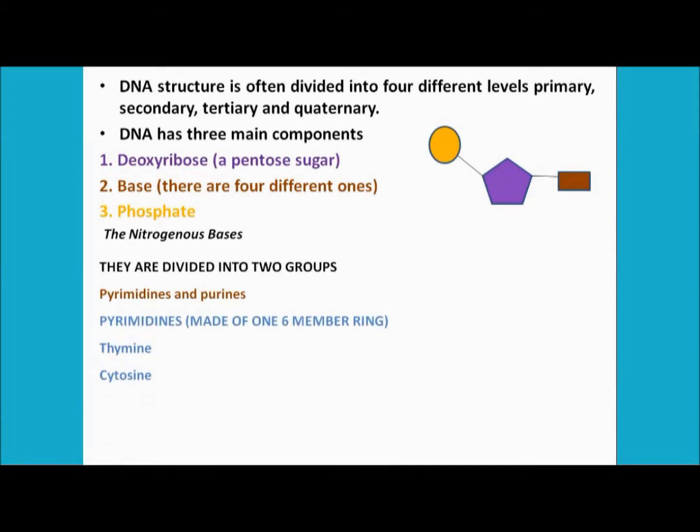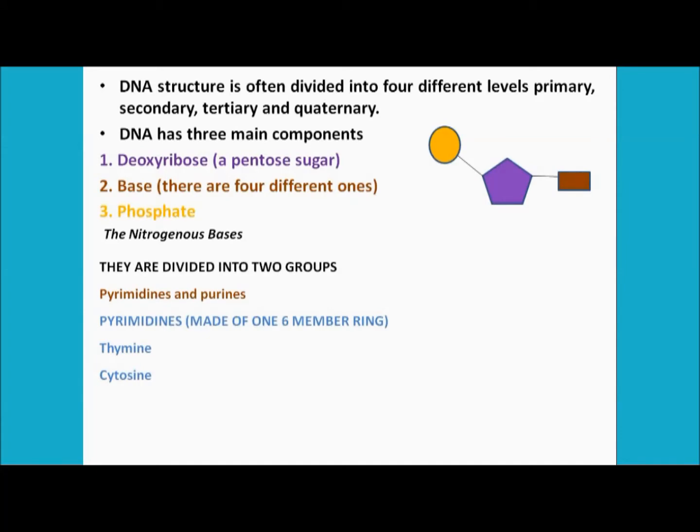The pyrimidines are made up of one six-membered ring. It will have 6 atoms, right? So not only carbon, even nitrogen will be there. So the pyrimidine ring consists of 6 members, or you can say it is made up of a 6-membered ring.